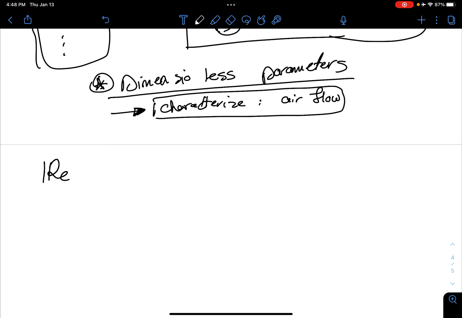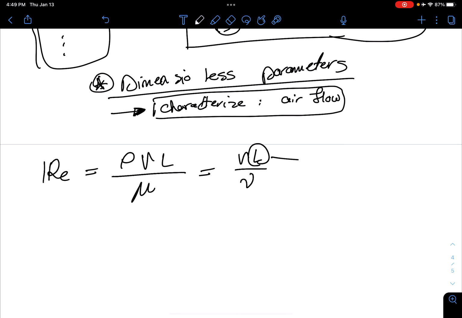How do we calculate the Reynolds number? Do you remember? Not off the top of my head. No problem. It's rho multiplied by your velocity multiplied by length divided by viscosity. Or we can give it in terms of kinematic viscosity: velocity multiplied by length divided by kinematic viscosity, nu. You just have to keep in mind that this L is a characteristic length.